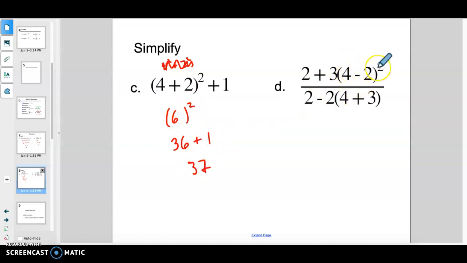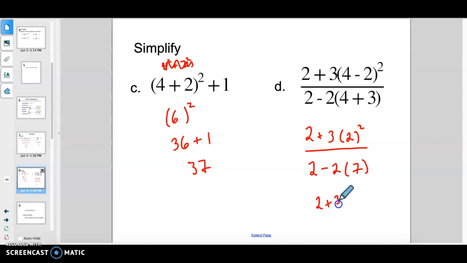Same issue here. You'd first want to do 4 minus 2 and 4 plus 3. So we'd have 2 plus 3, 4 minus 2 is 2. And then in the denominator, we'd have 4 plus 3 is 7. Next, I see exponents, so I would do 2 squared. So remember exponent before multiplying. So on the top, we now have 2 plus 3 times 4. And then you can do the bottom separately. So I've got 2 times 7 is 14.